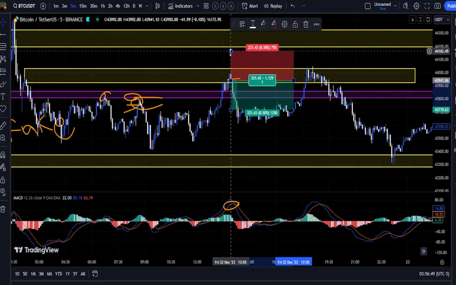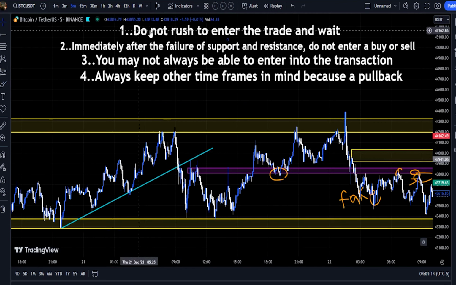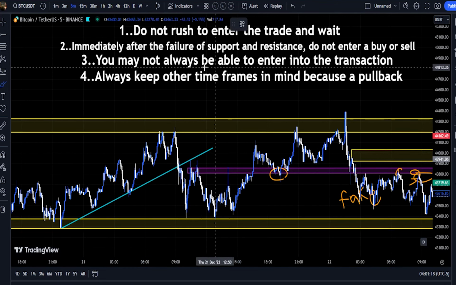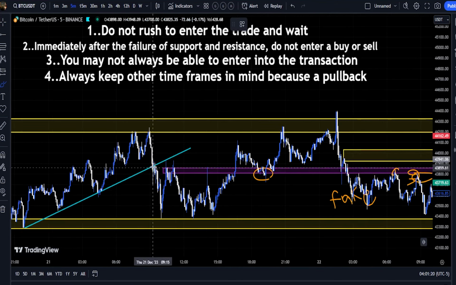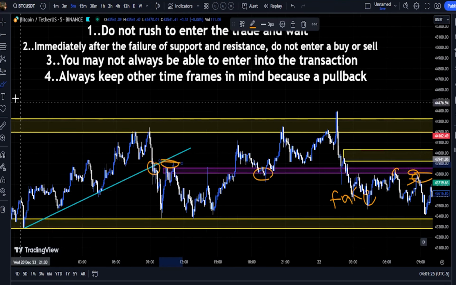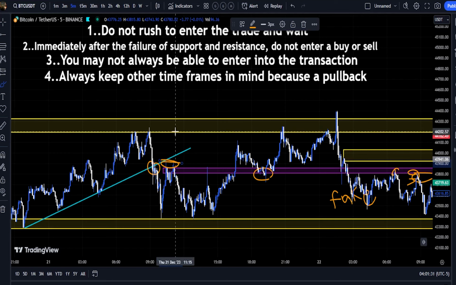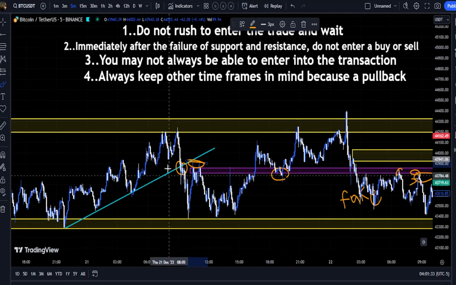What are the important points of pullback? 1. Do not rush to enter the trade and wait for the price to stabilize outside the support or resistance area. 2. Immediately after the failure of support and resistance, do not enter a buy or sell order and wait for the price to return to the support or resistance area. 3. You may not always be able to enter the transaction at the best point of the pullback, so if the price is not in the right place, look for the next positions.